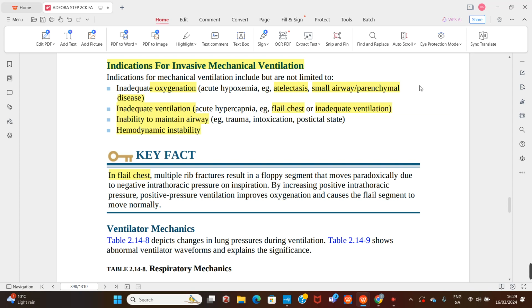Normally, for inspiration to happen, you need to generate a negative intrathoracic pressure. How do you generate this pressure? The diaphragm contracts and moves downwards.